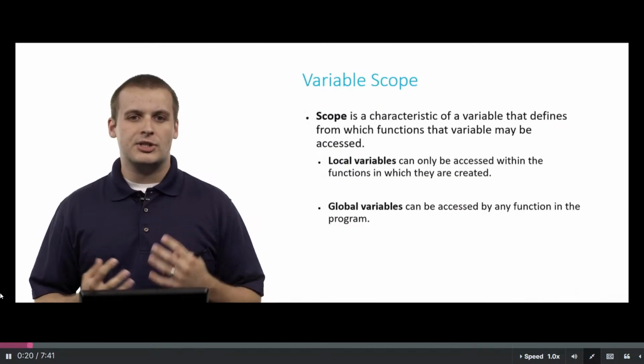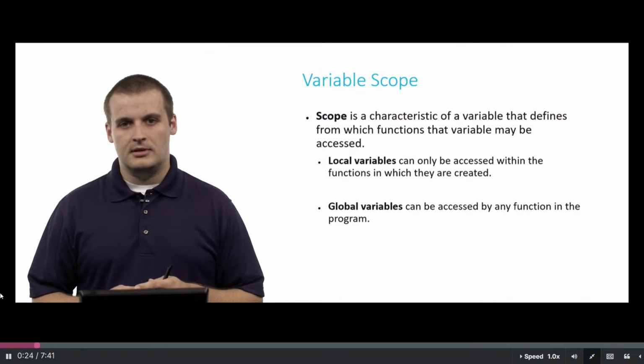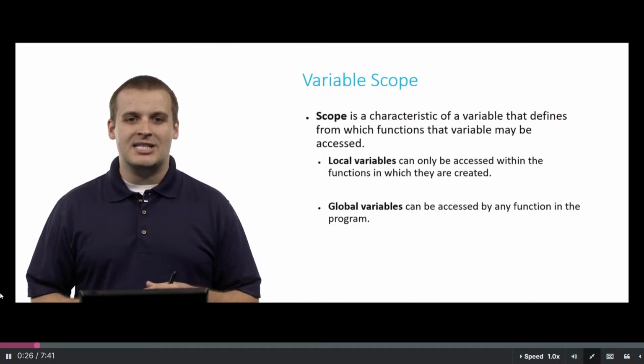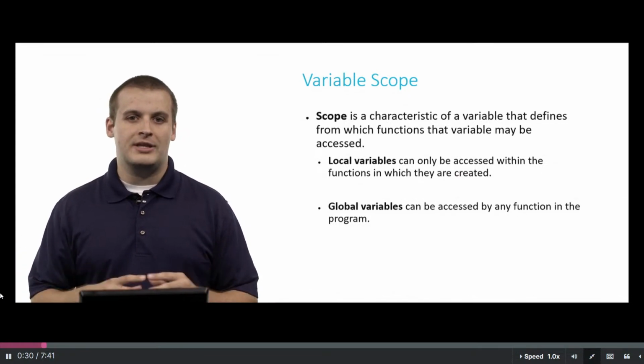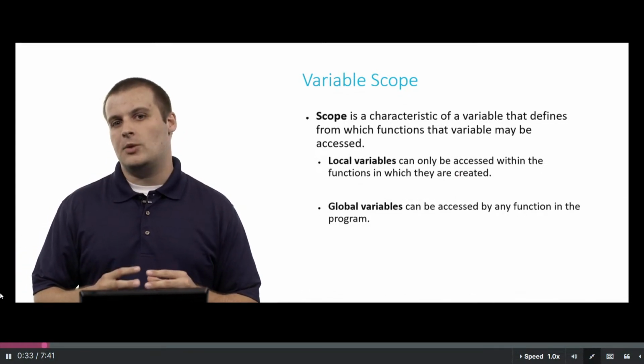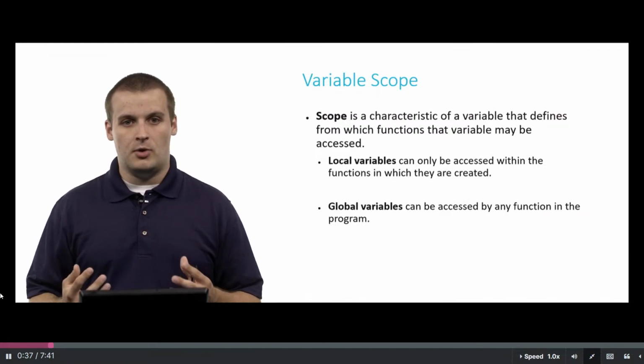As you start working with functions, another thing is going to become really important to understand, which is the concept of variable scope. So scope is a characteristic of a variable that defines from which functions that variable can be accessed. There are two primary scopes in C: local variables and global variables. Now, local variables can only be accessed within the functions in which they're created. They can't be accessed by every other function that exists in your program, only the function in which it was created. Global variables, on the other hand, can be accessed by any function in the program, and the reason for that is because they're not created inside of any particular function.